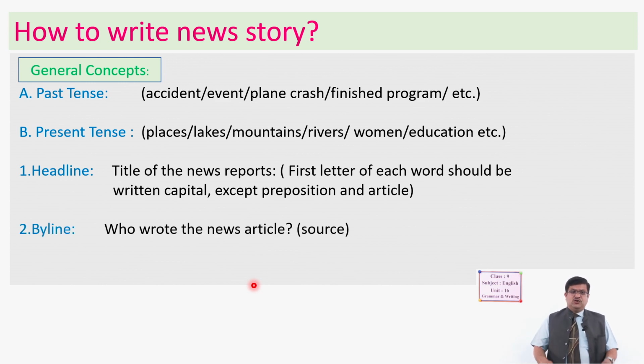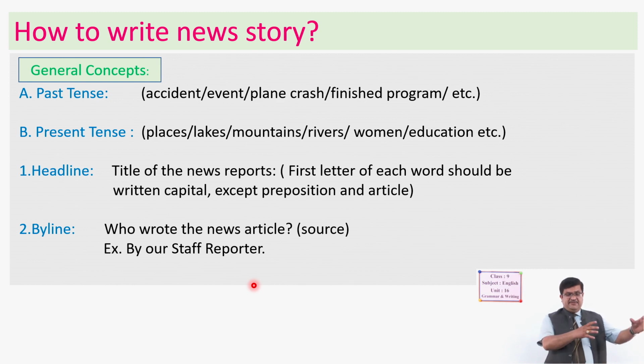Similarly, byline. Who wrote the news article? Source. We must write the source in the news story. Otherwise, our news writing won't be authentic. So write the source. Who wrote the news article? We will see later. For example, by our staff reporter, or by somebody else. This is what? Byline. The source.